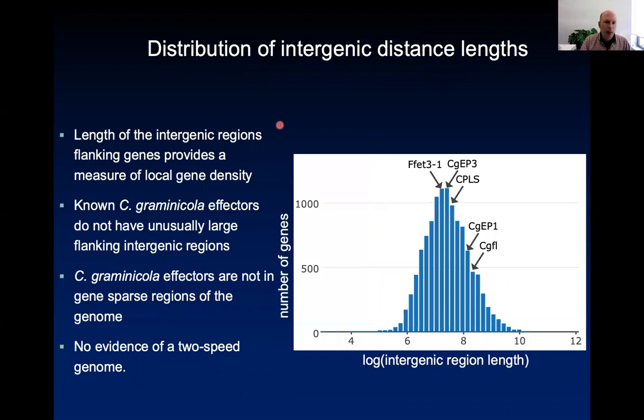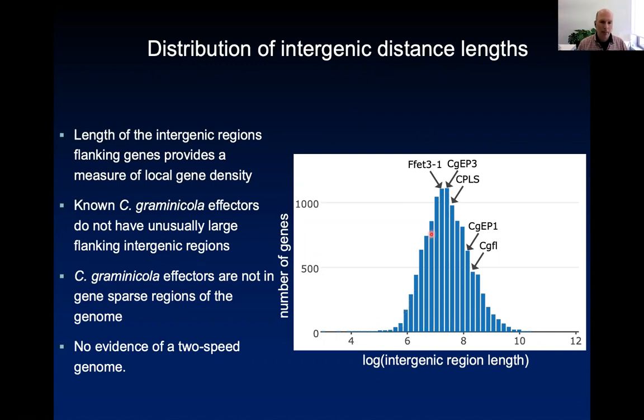Another interesting thing we did is to look at the distribution of the putative effectors in Colletotrichum. There are 5 effectors that have been identified and characterized in Colletotrichum graminicola. And what you find in some plant pathogens, like in Phytophthora, for example, they describe what is called a 2-speed genome, in which the effectors are in compartments of the genome that have unusually low gene density. So you can measure gene density across the genome by looking at the intergenic distance length. Low density regions will have large intergenic regions. And that's what we did here.